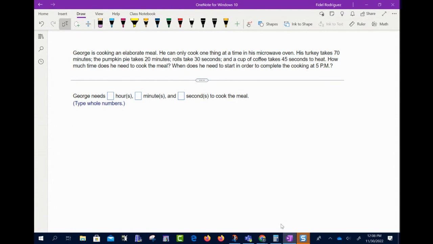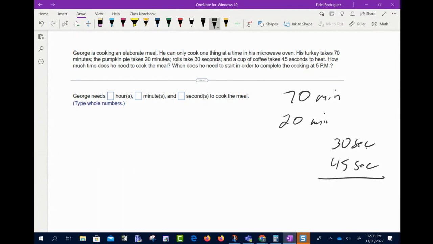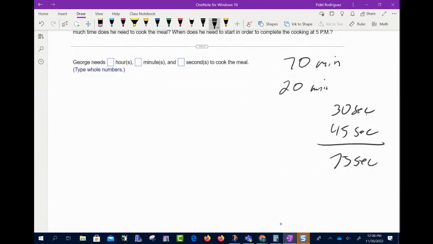Okay, so let's take a look at the total time he's going to need. For the turkey, he needs 70 minutes. The pumpkin pie, he needs 20 minutes. The rolls is 30 seconds. So I'm going to go like this, 30 seconds here. And the cup of coffee is 45 seconds. So if I add these together, that would be 75 seconds. But 75 seconds is really the same thing as 1 minute and 15 seconds, right? Because there's 60 seconds in a minute.